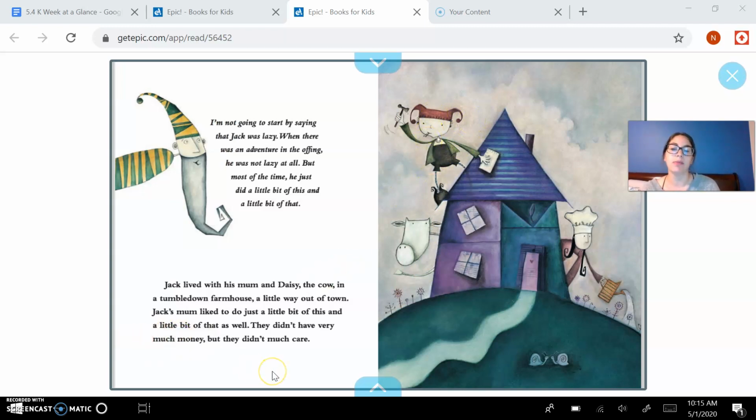Jack lived with his mom and Daisy the cow in a tumble-down farmhouse a little way out of town.